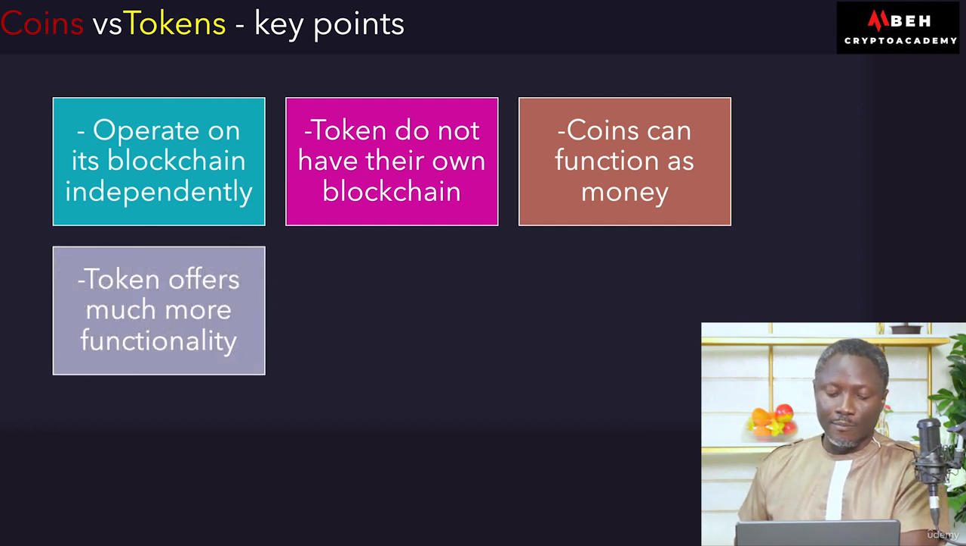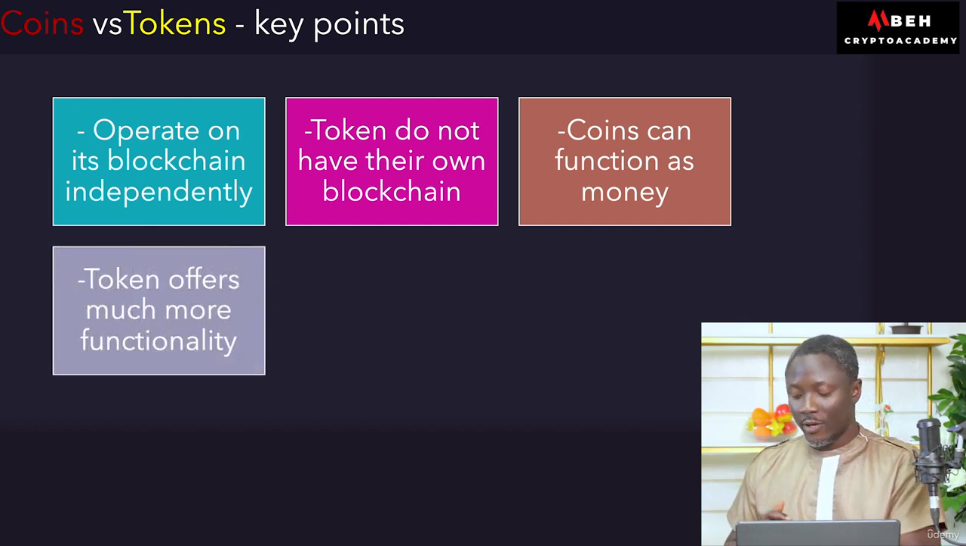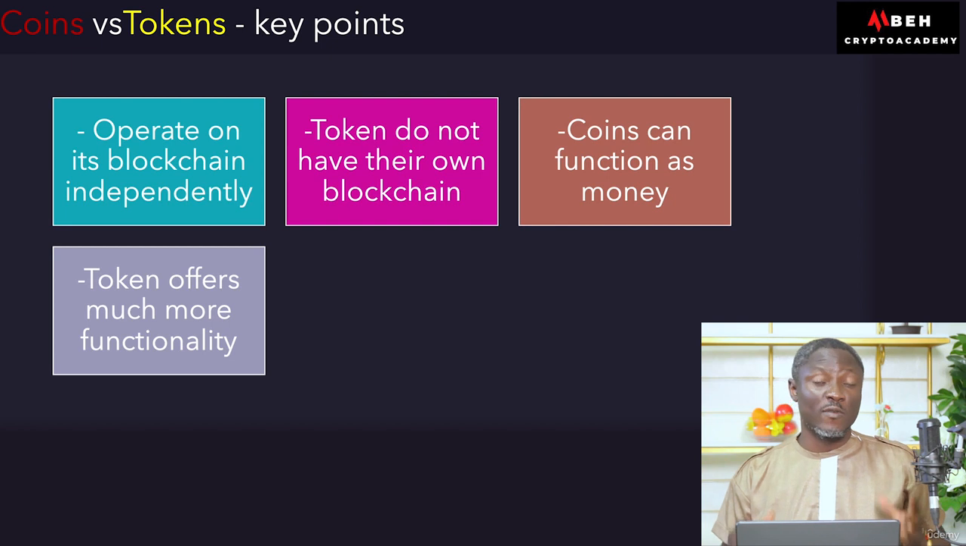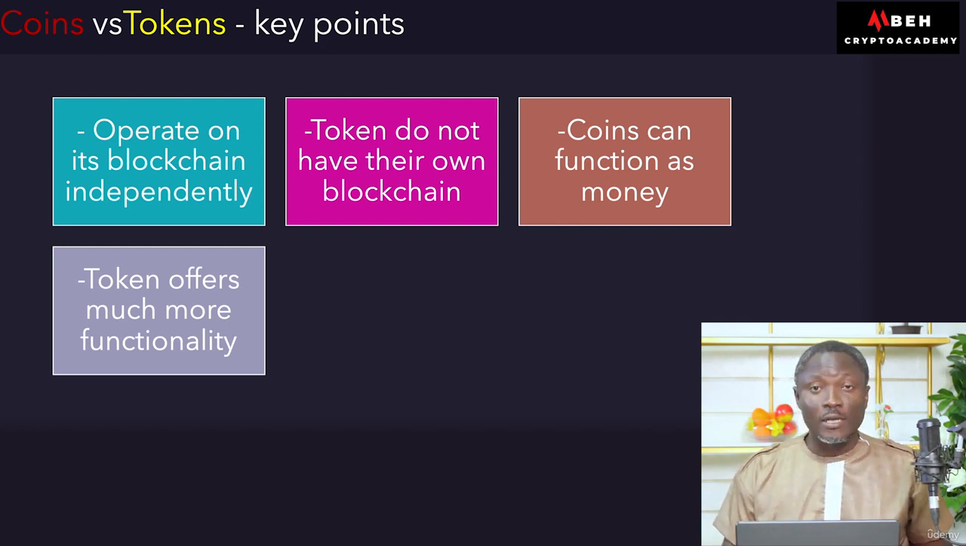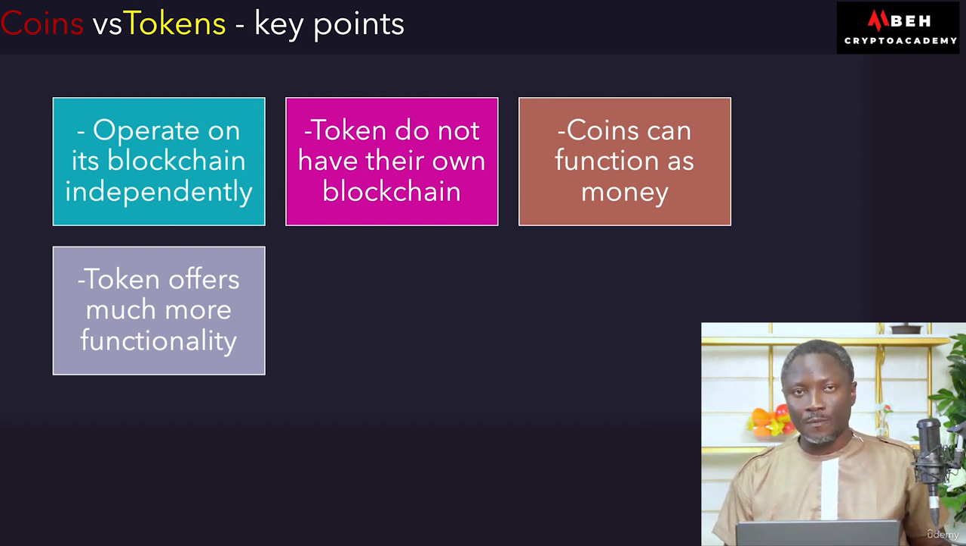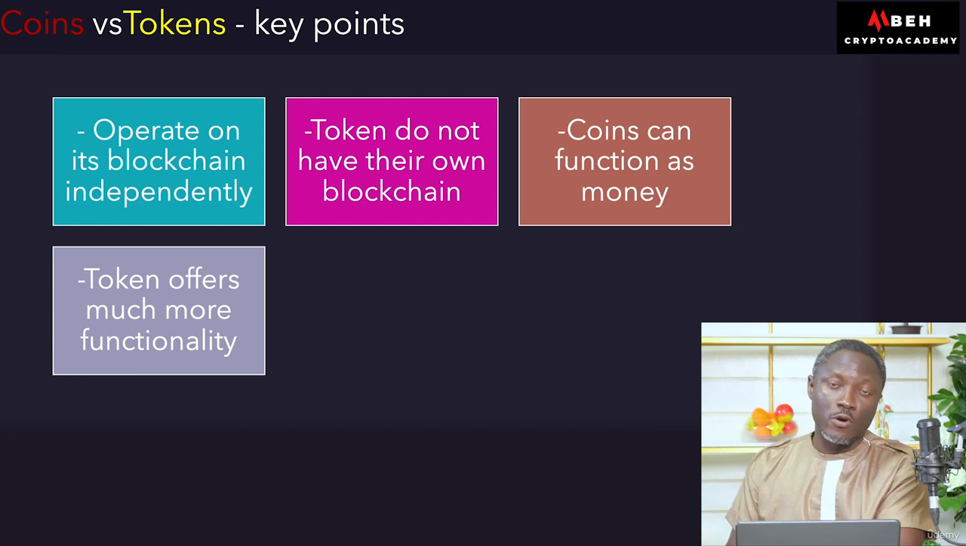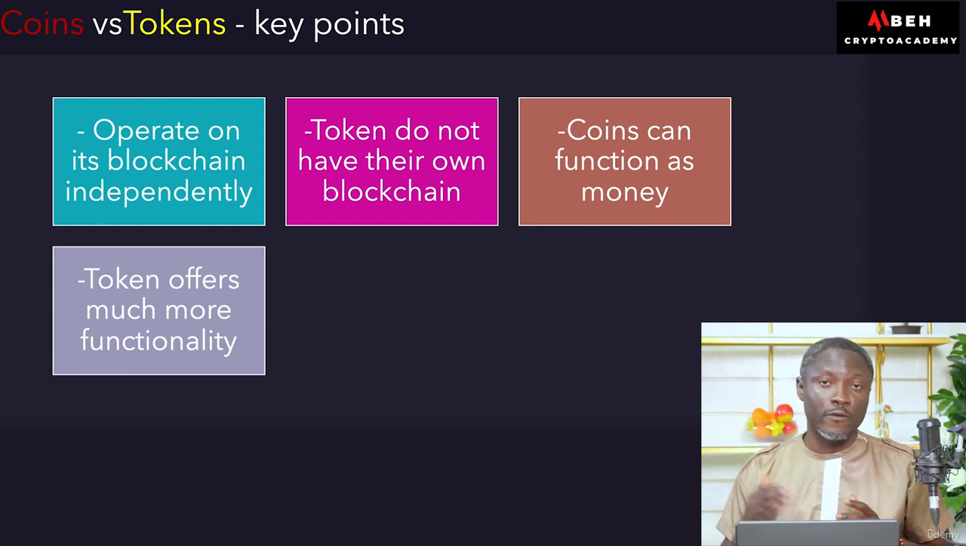Tokens offer much more functionalities. Tokens actually deal with smart contracts, and they are flexible to offer other functionalities. That's why when we were looking at the types of tokens, you see that tokens can be used for payment, securities, utilities, and what have you.